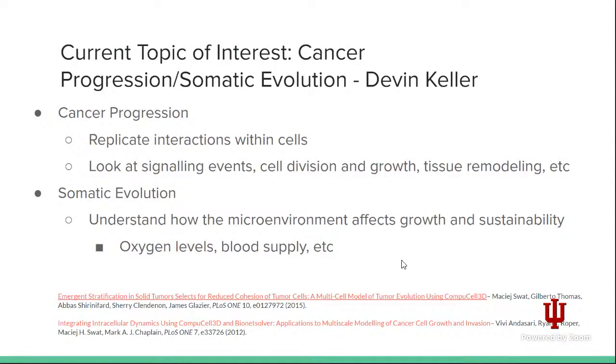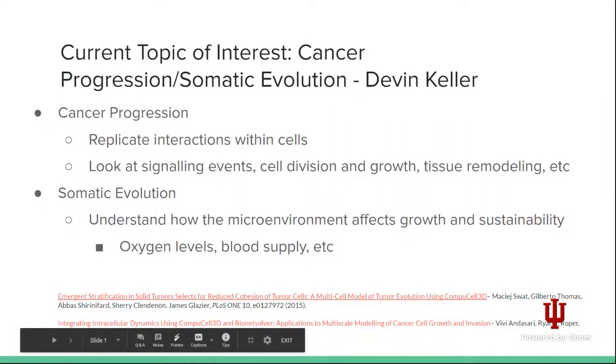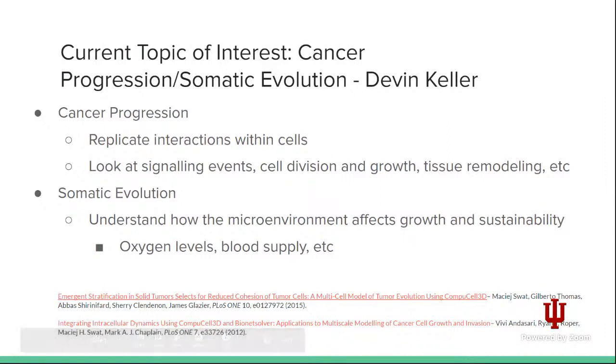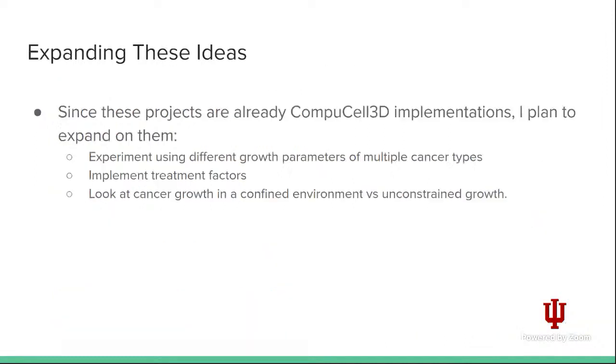And I pulled up a couple of papers that already have CompuCell models for them. One of them is actually Professor Glazier's, so I might look into those a little bit more. If I am going to do one of those, since they're already sketched out projects, I'd have to expand on them. Some ideas I had were to look at different growth parameters for different types of cancers, for example brain cancers versus blood cancers, and then maybe implement some treatment factors. And then also look at cancer growth in a confined environment versus unconstrained growth.